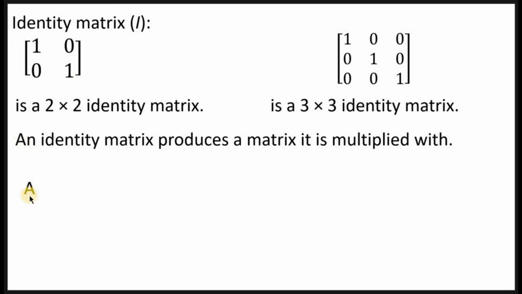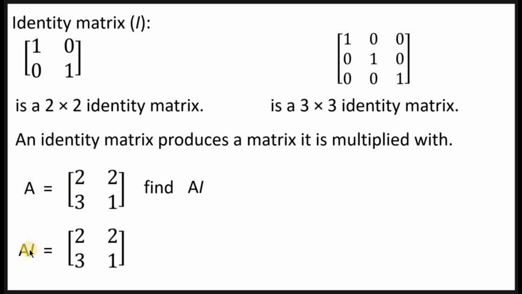So this is what we mean here. If you have matrix A, which is equal to these values here, 2, 2, 3, 1, and they say find AI, which means matrix A times an identity matrix, because I stands for identity matrix, it means where there is A, you put this matrix, and where there is I, we pick this one here and put it.